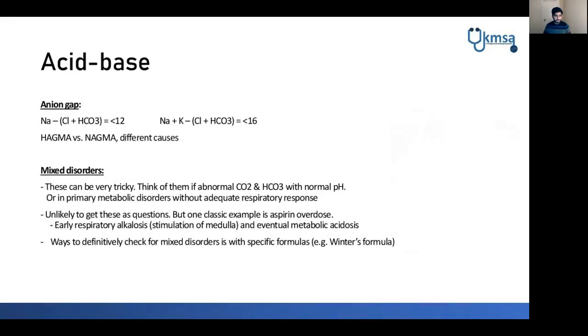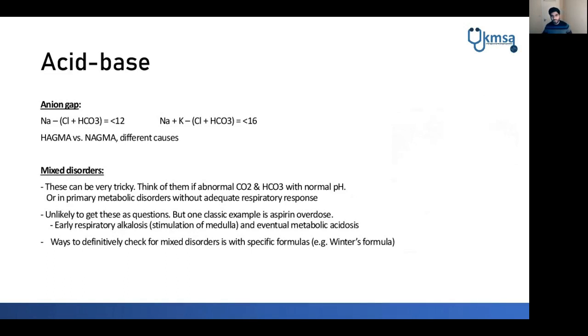You can either use this one or the one with potassium or without potassium. I usually use the one without potassium. Just use whatever your med school has taught you, whatever you're used to. Just know that the ranges differ slightly. It's important to calculate because if it's a high anion gap metabolic acidosis, HAGMA, then it has specific causes. If it's non-anion gap, then there are other specific causes for that.